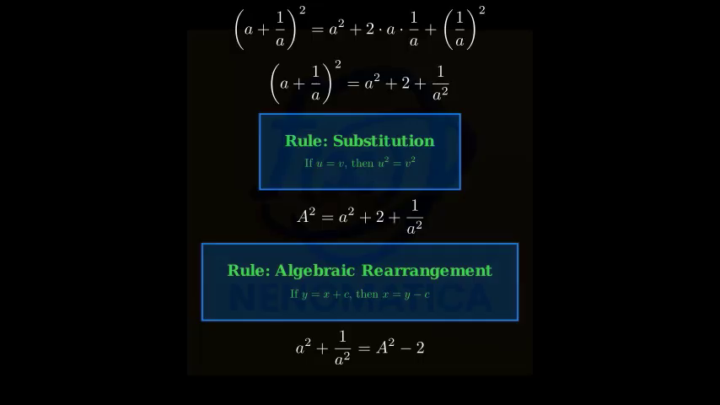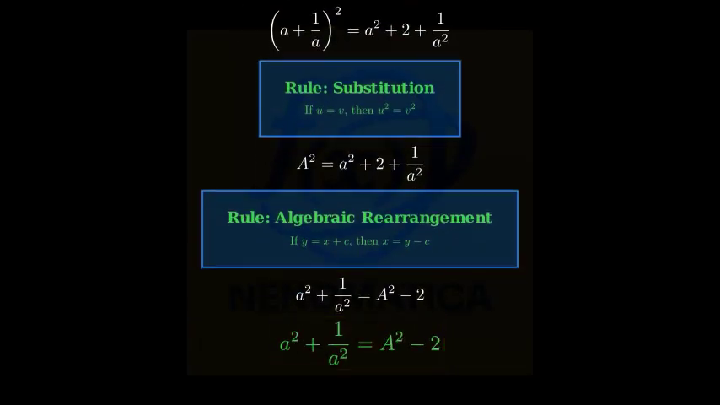Therefore, we've found that a squared plus 1 over a squared equals a squared minus 2. This is our final answer: a squared plus 1 over a squared equals a squared minus 2. Let's verify our answer with a simple example.